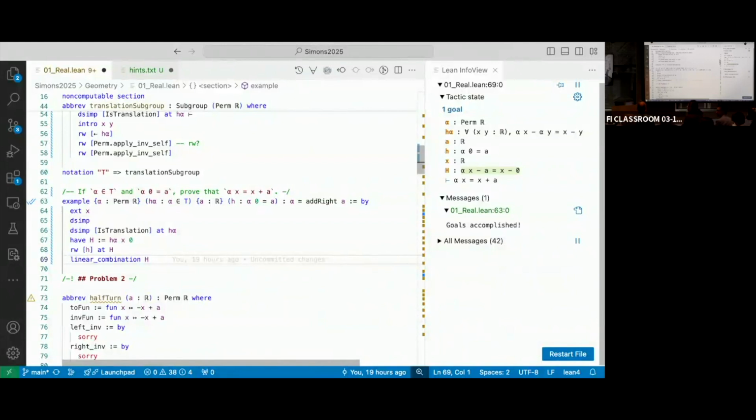So check this for yourself in your head. If you get rid of the 0, if you expand out the minus signs, in both cases you get alpha of x minus a. So that's what the linear combination tactic does. It's a light wrapper on top of the ring tactic, which allows you to invoke hypotheses in some combination.